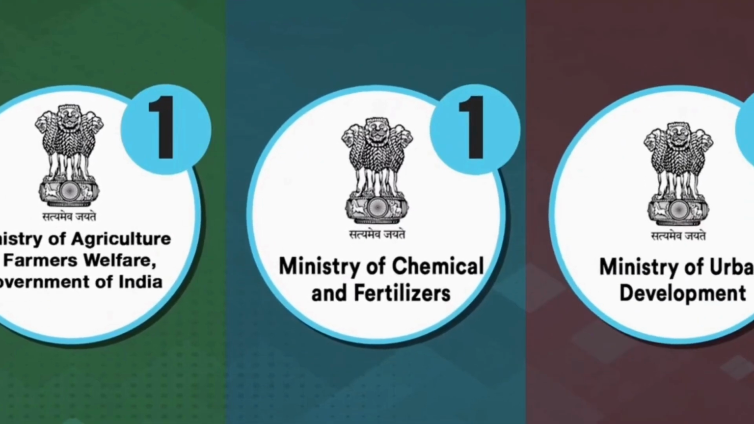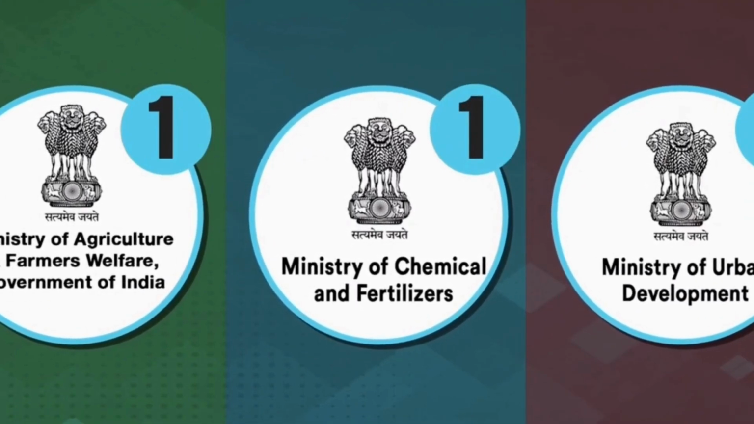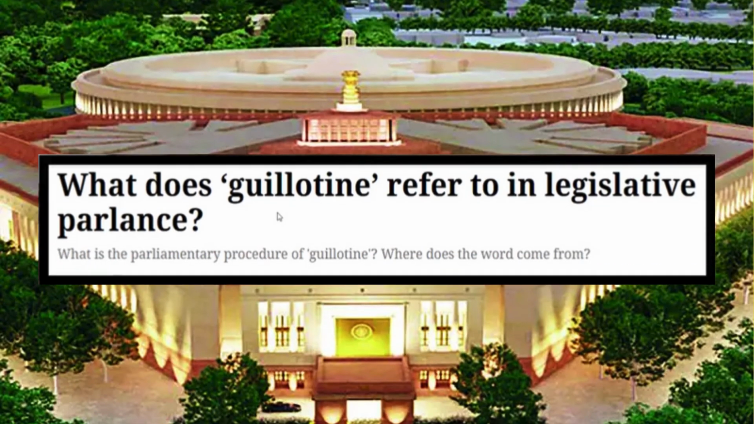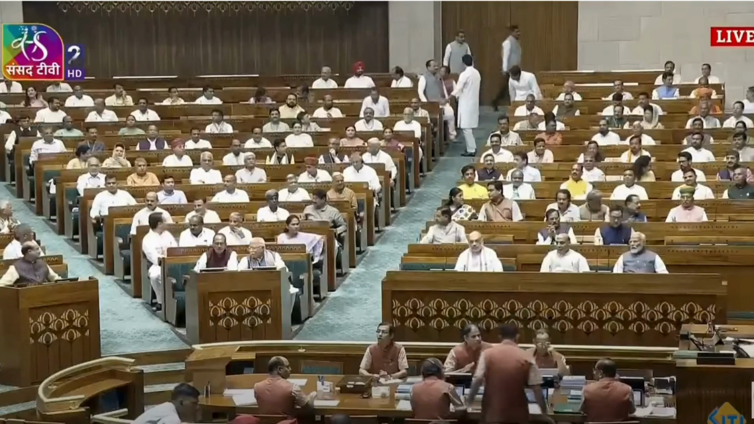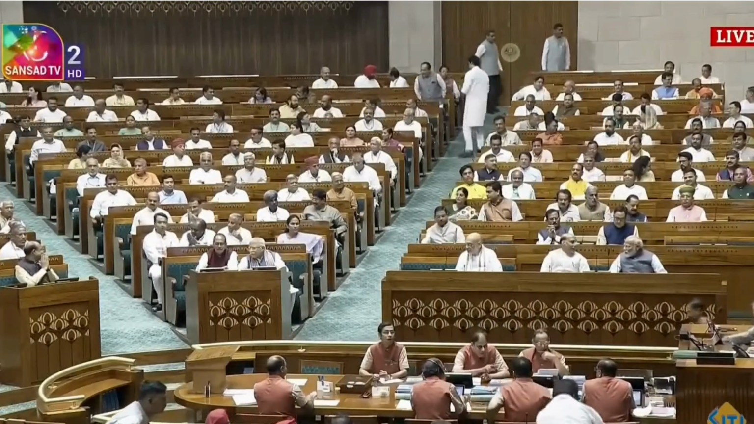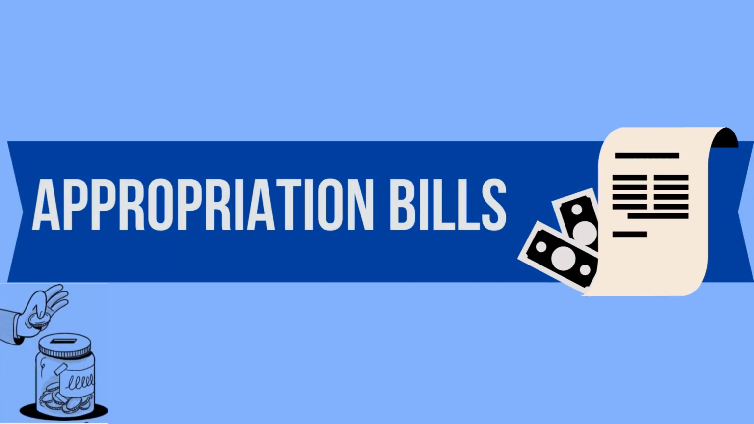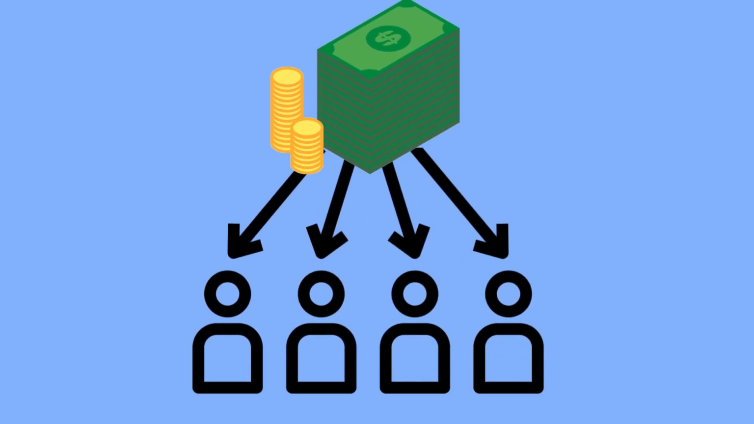Step 8. After 4 to 5 ministries' budgets are separately voted upon, all the demand for grants of all ministries are rolled into one and put to vote together. This process is called guillotine. Step 9. After Parliament has approved the demand for grants of all ministries, the Finance Minister introduces the appropriation bills, through which funds approved by Parliament are taken out from the Consolidated Fund of India and distributed among different ministries.